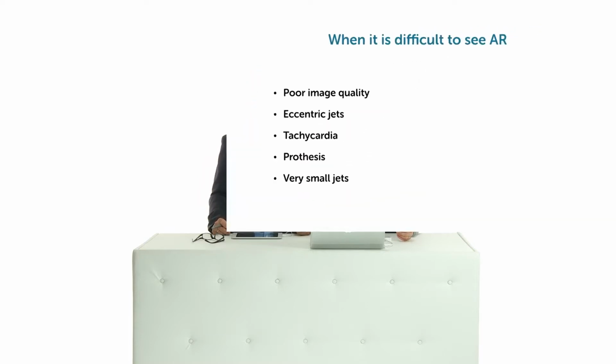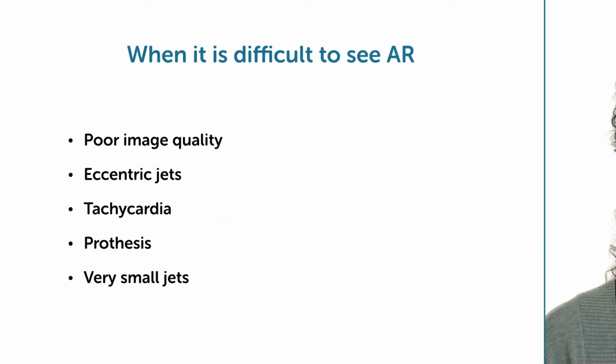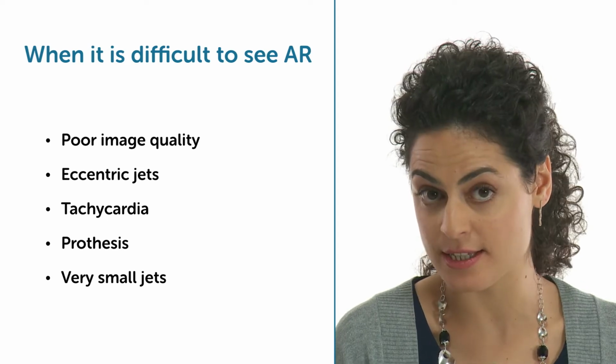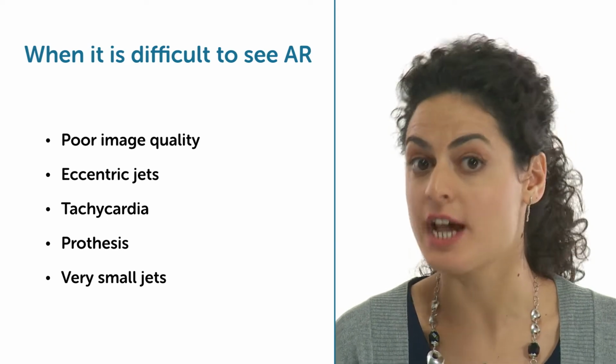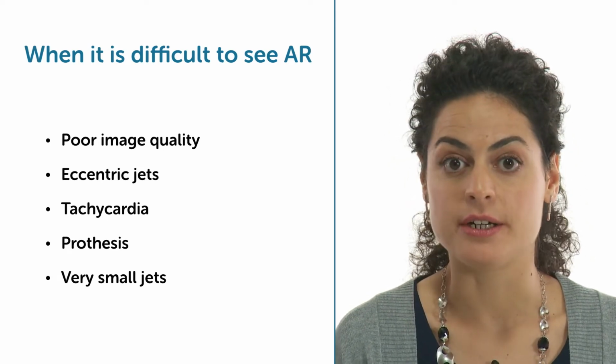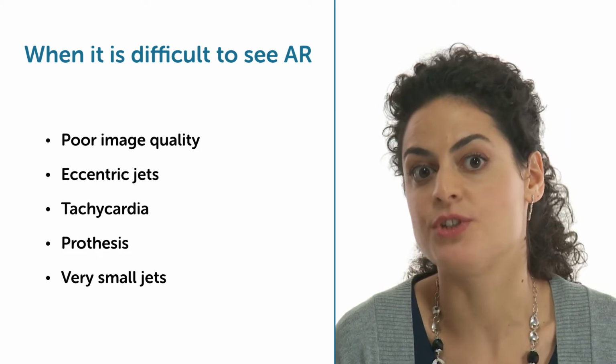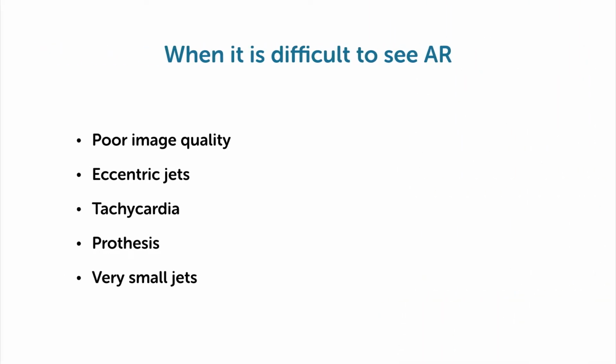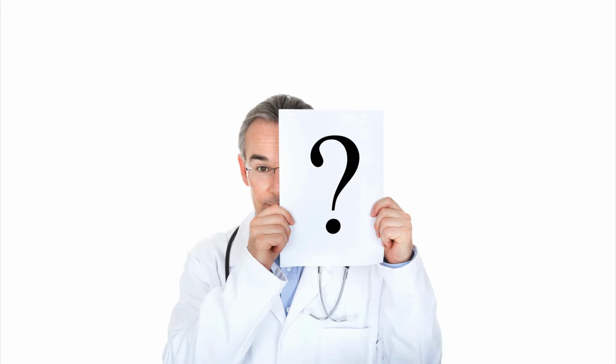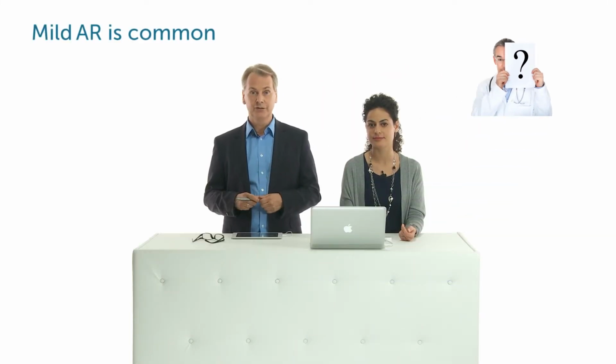Yes, exactly. It could be difficult to detect it in case of poor image quality, in case of eccentric jets, as we showed you, in case of tachycardia, where we have a prosthesis, or in case of very small jets. I mean, very small jets probably wouldn't make a difference because who cares about small jets? They usually don't have any relevance at all, and you find them very frequently, even in normal individuals. But we'll talk about that a little bit later.